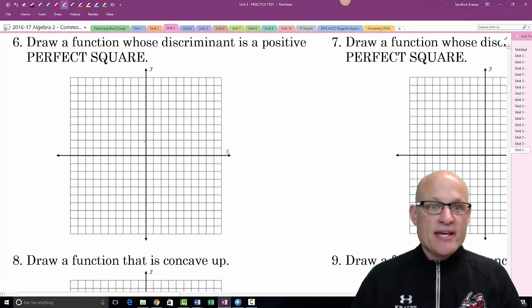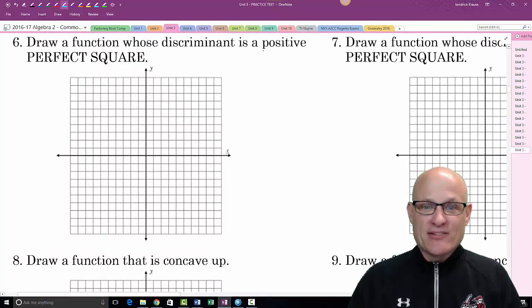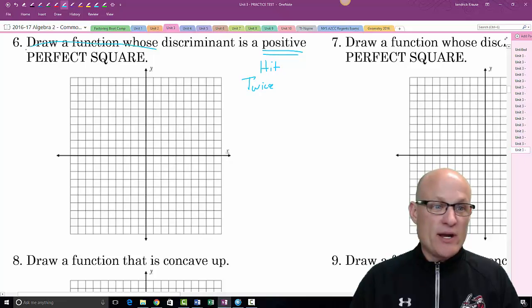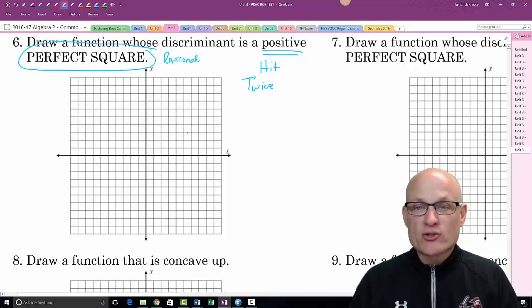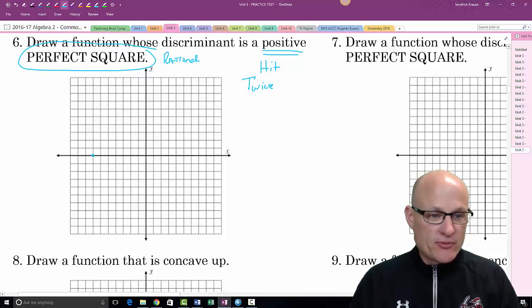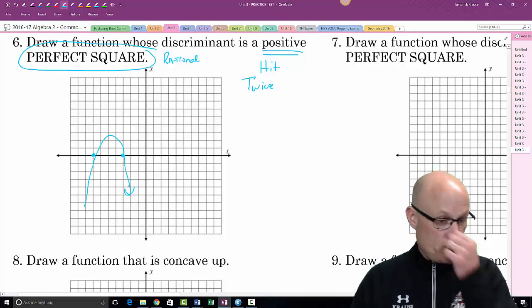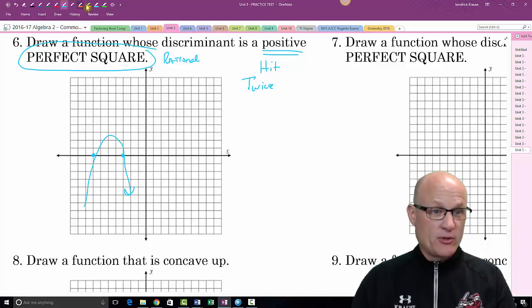All right. If the discriminant is positive, we know it's going to hit twice. If it's a perfect square, that means it's going to hit twice at rational points. So if I wanted to draw one, I'd say, okay, I'm going to hit this point, and I'm going to hit this point. Notice it hit 2 nice points. Of course, I didn't graph that very well.